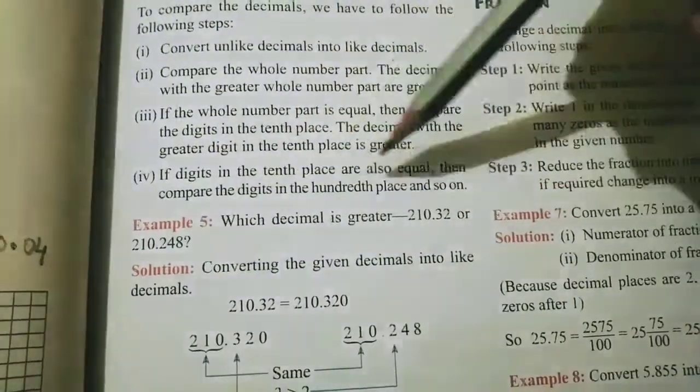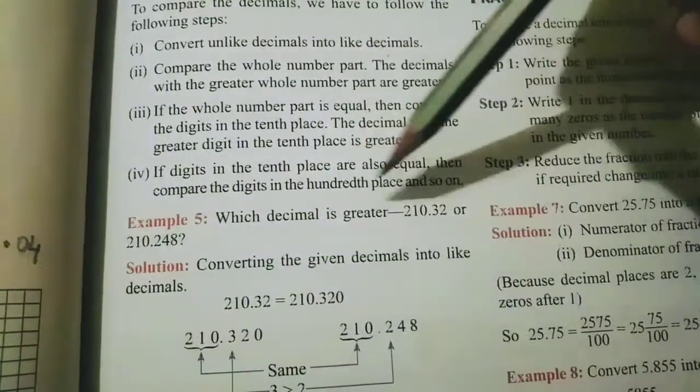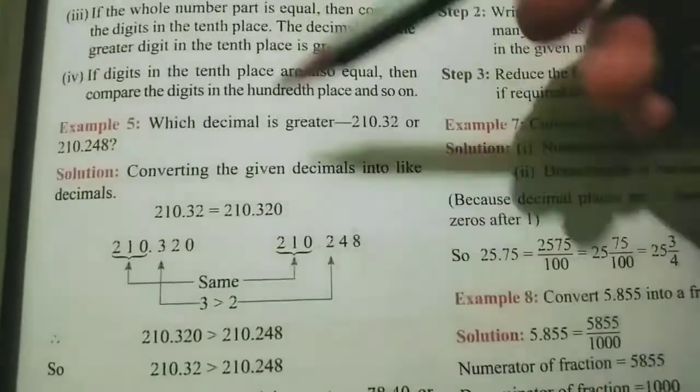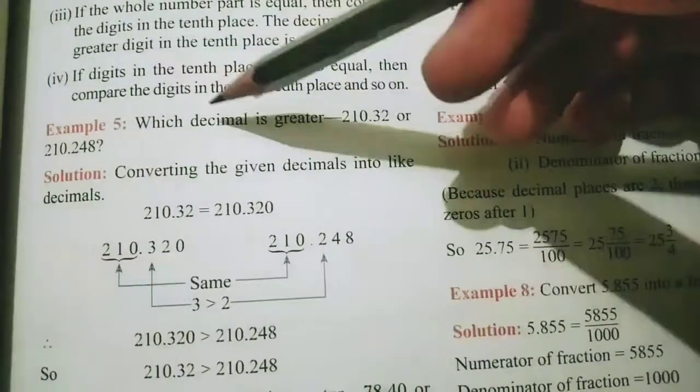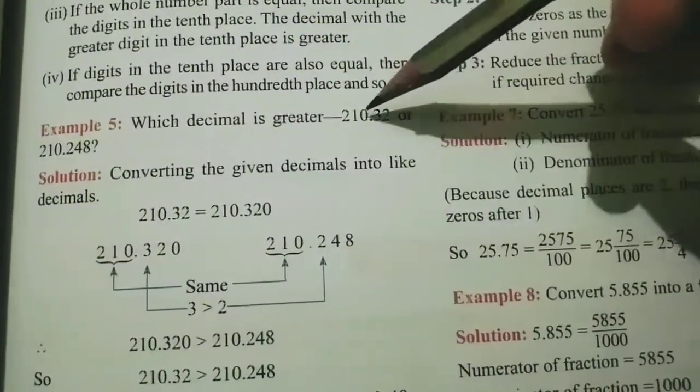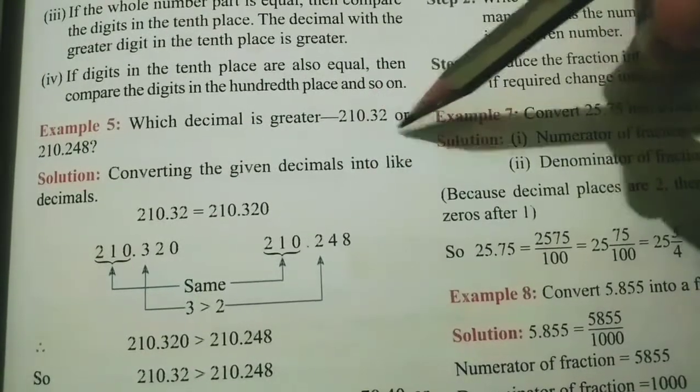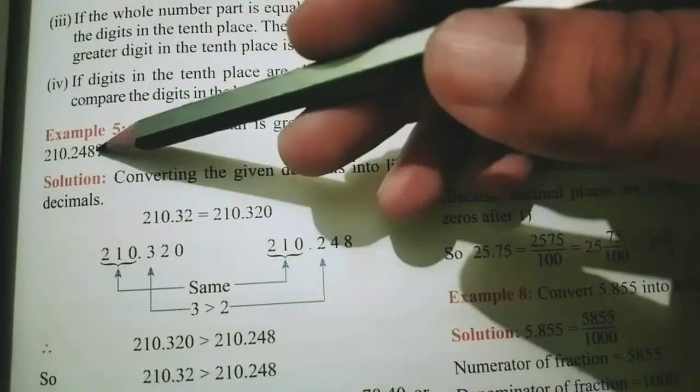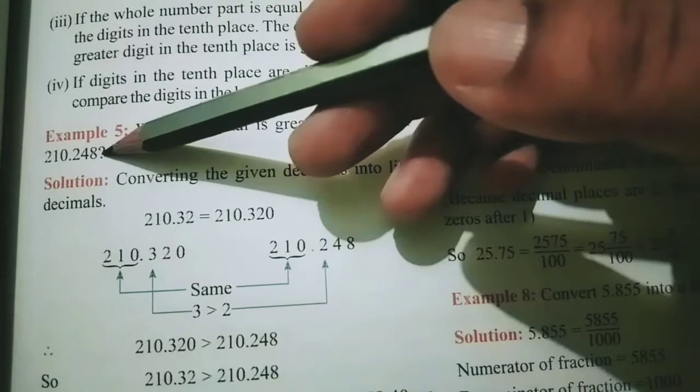Then if digits in the 10th place are also equal, then compare the digits in the 100th place, and so on. Okay, so we'll see by example, we'll understand. Example number 5, which decimal is greater? 210.32 or 210.238, which is greater?